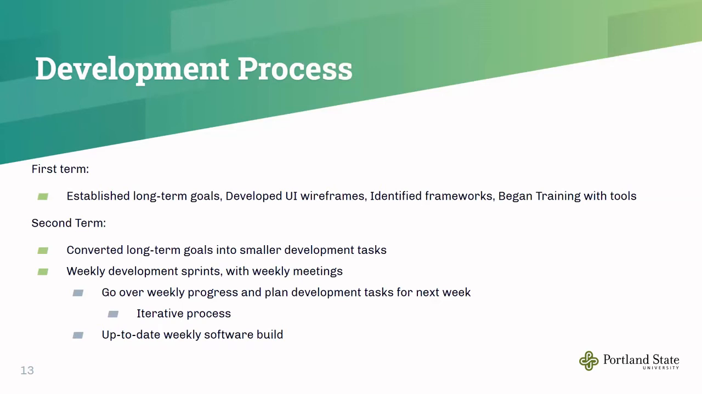So development was split into two terms. The first term established what our long-term goals were. So we also developed UI and basic software design. We also identified third-party frameworks that we were interested in working with and began learning them. This was done so that we could really hit the ground running going into the second term, where we did most of our development. In the second term, we pretty much got agile with it.